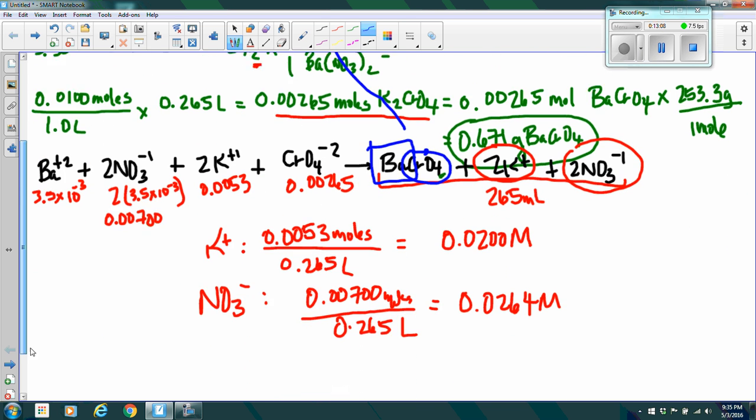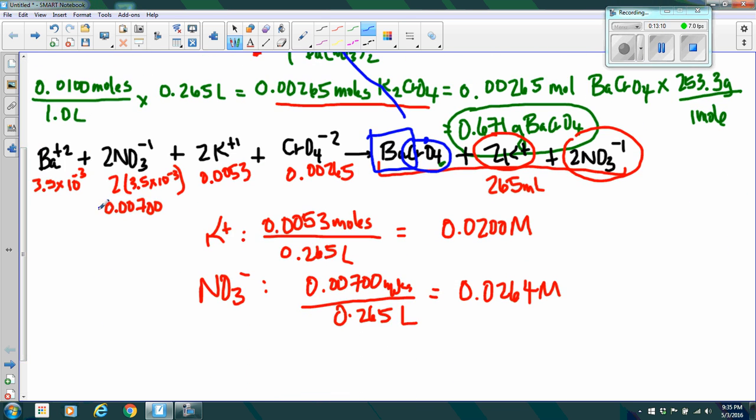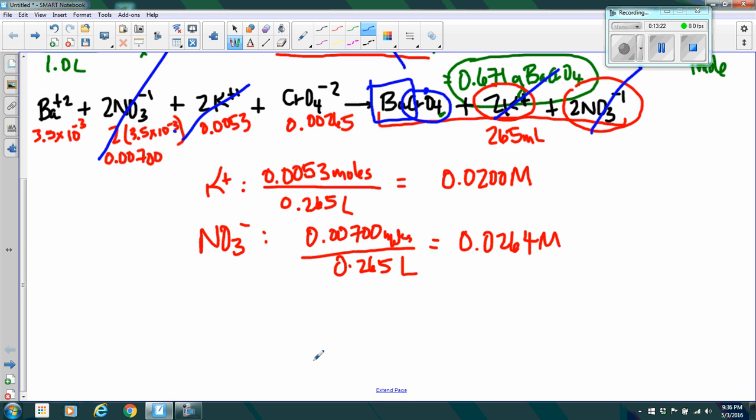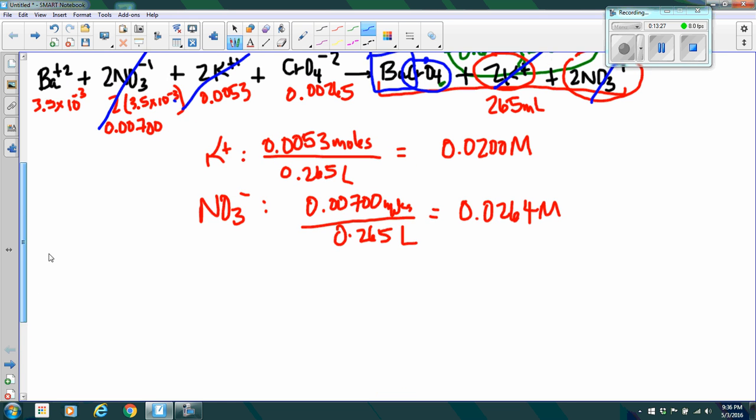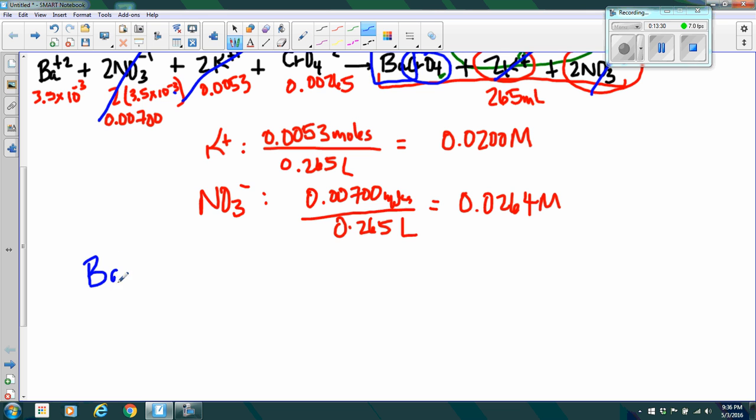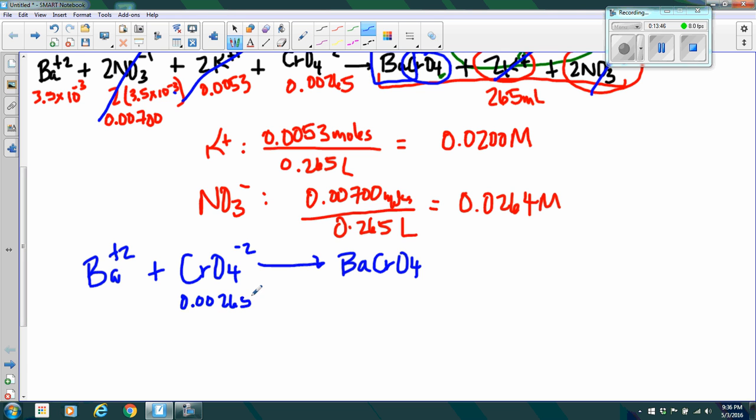So from there, I need to write my net ionic. So I can cancel this whole thing because I have it over here. I can cancel 2 potassium and cancel these spectators. So now my net ionic, and I get to use extend a page. Sorry, you guys don't have that luxury. So I'm going to write my net ionic, which is going to be barium plus 2 plus my chromate ion, and that's what went into making my barium chromate solid. So we just decided that this is my limiting reactant and all of that is going to be used up. It's going to be gone.